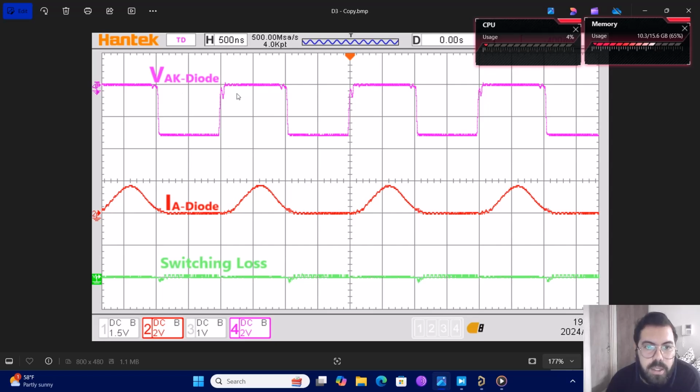And its unit in this oscilloscope, you can see it's about 500 nanoseconds, and in one switching cycle you can see 1, 2, 3, 4 of them. It means it's about 2 microseconds, and 2 microseconds means the switching frequency is 500 kilohertz, and we don't have any switching loss here. And that's it.